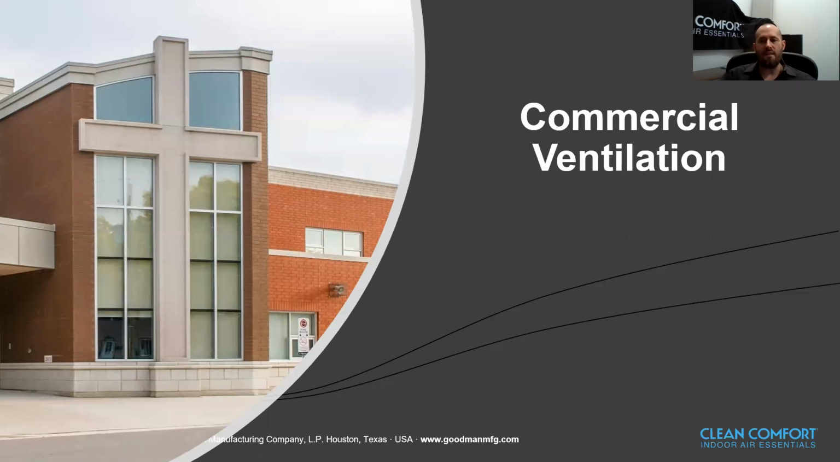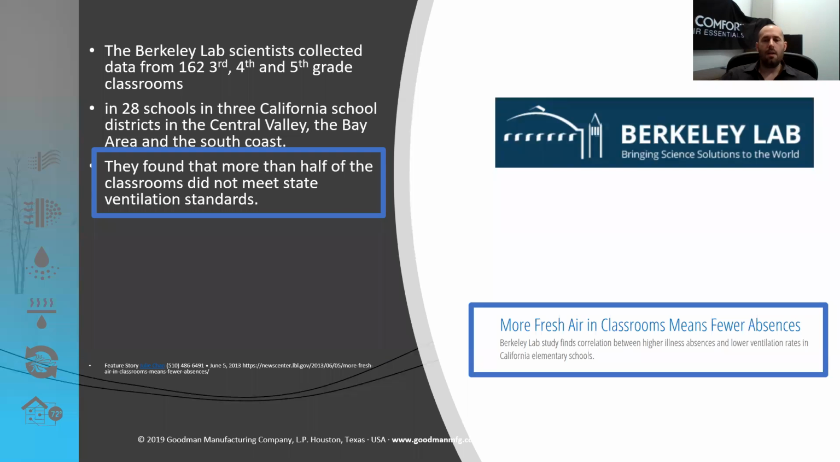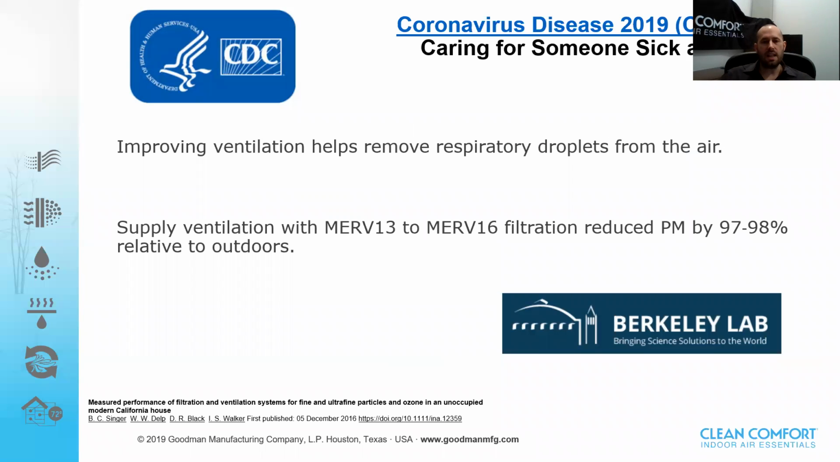Now we're moving into ventilation. Berkeley Labs did a study, and they found that half of the classrooms didn't meet the standards for ventilation. And remember that code is the minimum you can do. They also found that fresh air reduces absences. The CDC, the Center for Disease Control, says ventilation can help remove droplets from the air. They also say ventilation with a good filter removes particulate.